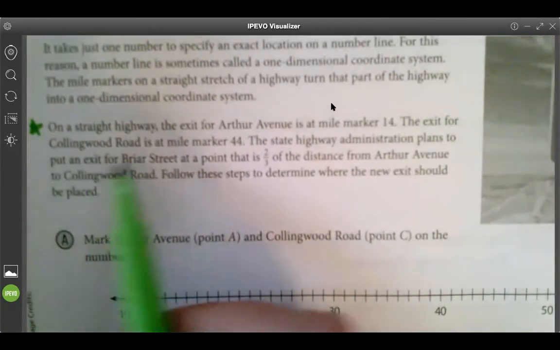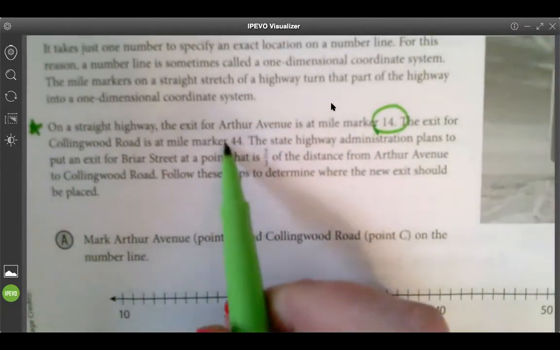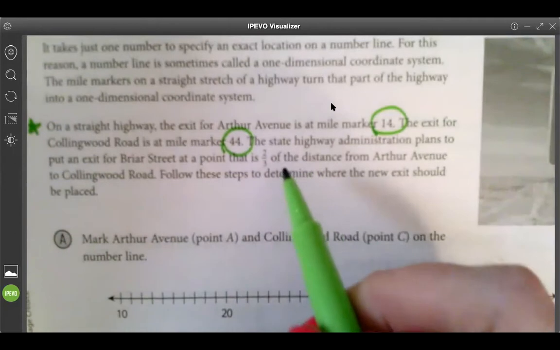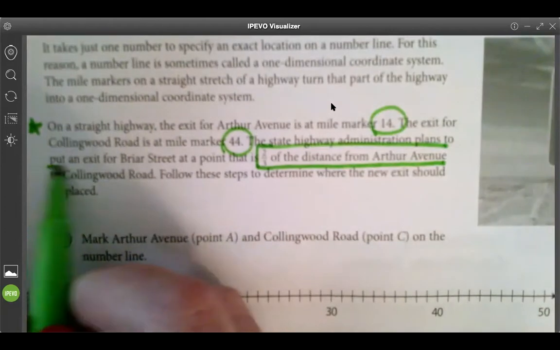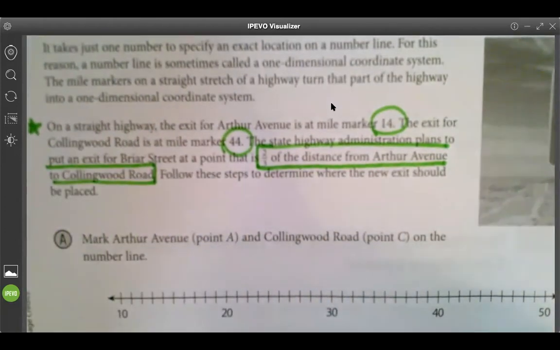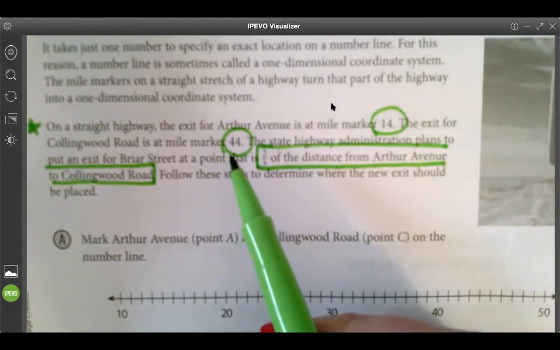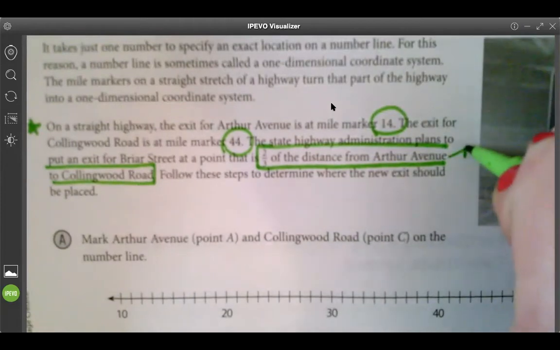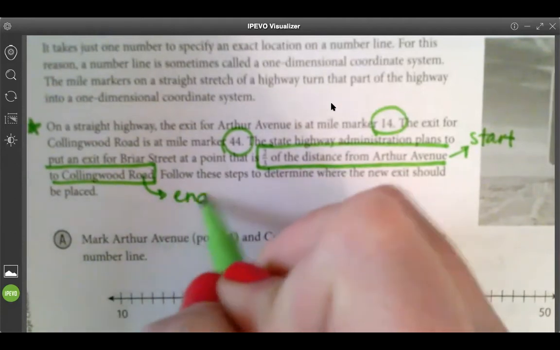So on a straight highway, the exit for Arthur Avenue is at mile marker 14. The exit for Collingwood Road is at mile marker 44. The State Highway Administration plans to put an exit for Briar Street that is 2/3 of the distance from Arthur Avenue to Collingwood Road. Follow these steps to determine where the new exit should be placed. So we have 14, we have 44. We need to go 2/3 of the distance, and it tells us where to start. Arthur Avenue is where we start. Collingwood Road is where we end.